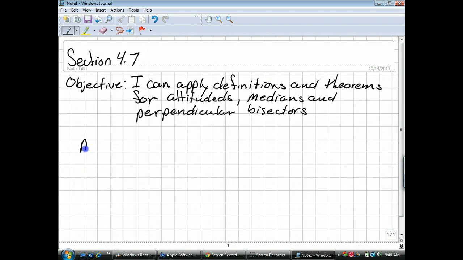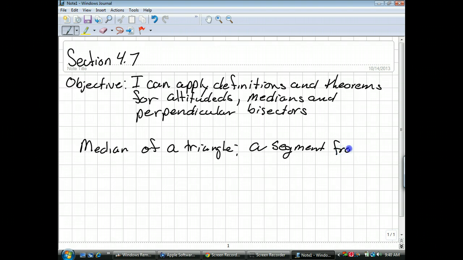So the median of a triangle is defined as a segment from a vertex to the midpoint of the opposite side.